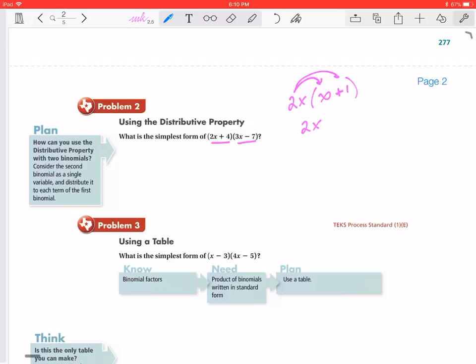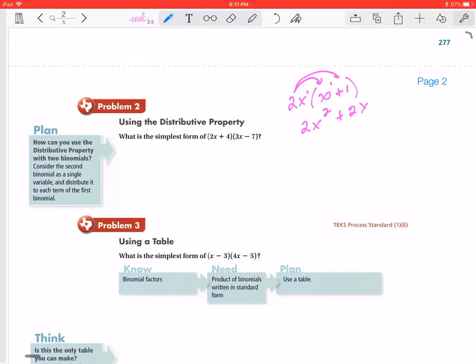So that would be 2x, we're same base, we're multiplying, so I'm going to add the exponents. So that's going to be 2x squared. Then anything times 1 is itself, so 2x. So simplifying 2x times x plus 1 will give us 2x squared plus 2x.